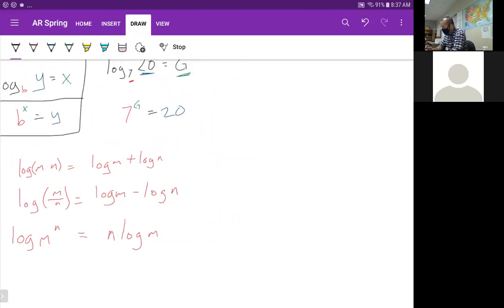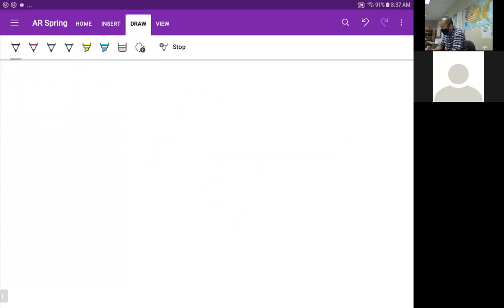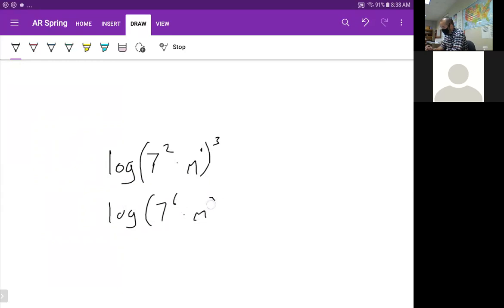So an example of that, let's say you have log of 7 squared times m, and let's say this is to the third here. Okay, so first step, you have to deal with that exponent. So this is actually going to be 7 to the 6th, and if this is m to the 1, that's going to be m to the 3rd. So now you can do the product rule.